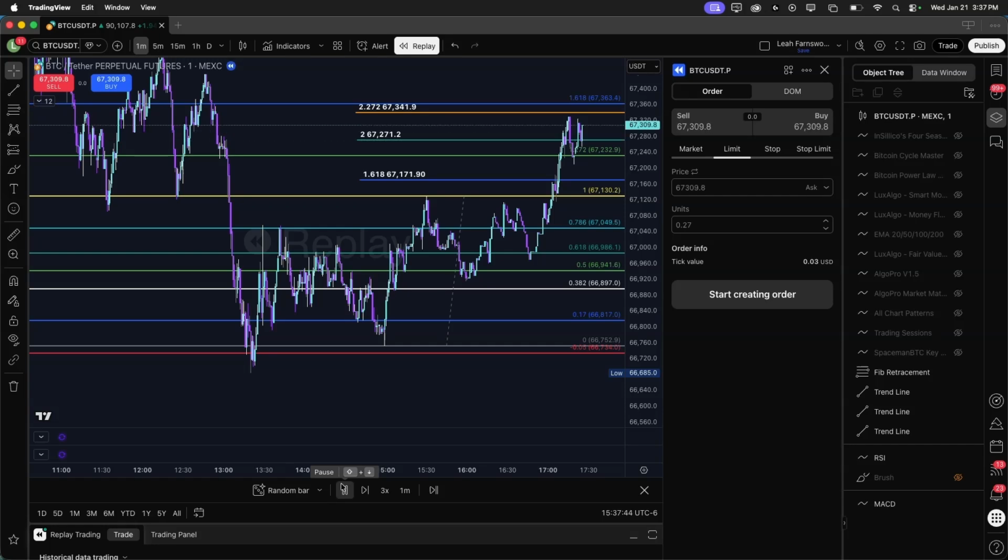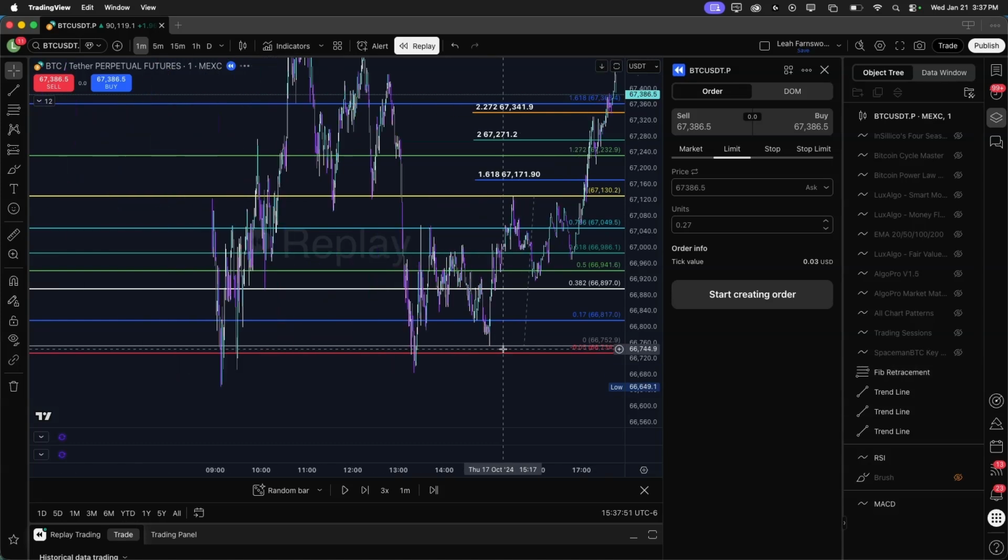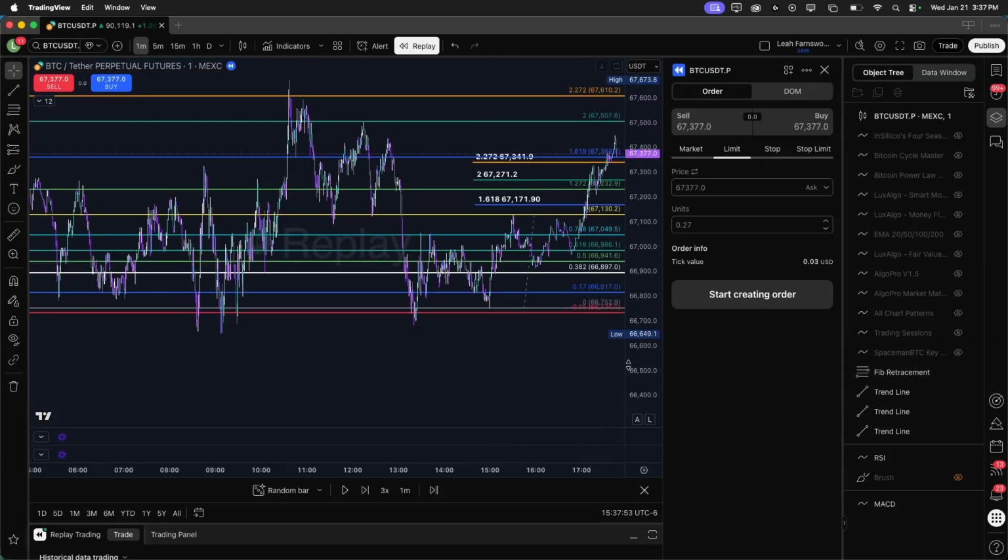Ooh. All right. There it is. There it is. There's our 1.618. Still going. Still going. Good trade. Okay.